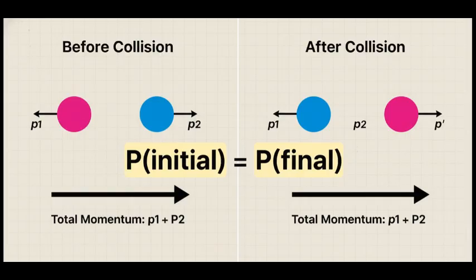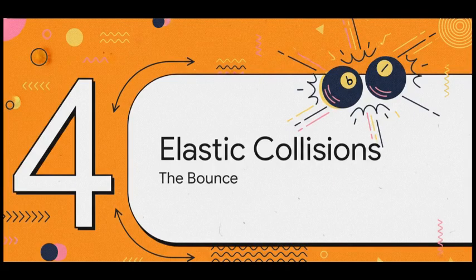Now sure, momentum might get sloshed around within the objects, changing their individual speeds, but the grand total for the whole system stays constant. It's perfectly balanced. Okay, so now that we have this unbreakable law in our back pocket, we can start to explore the two main types of collisions, and we'll start with the ones that bounce perfectly.